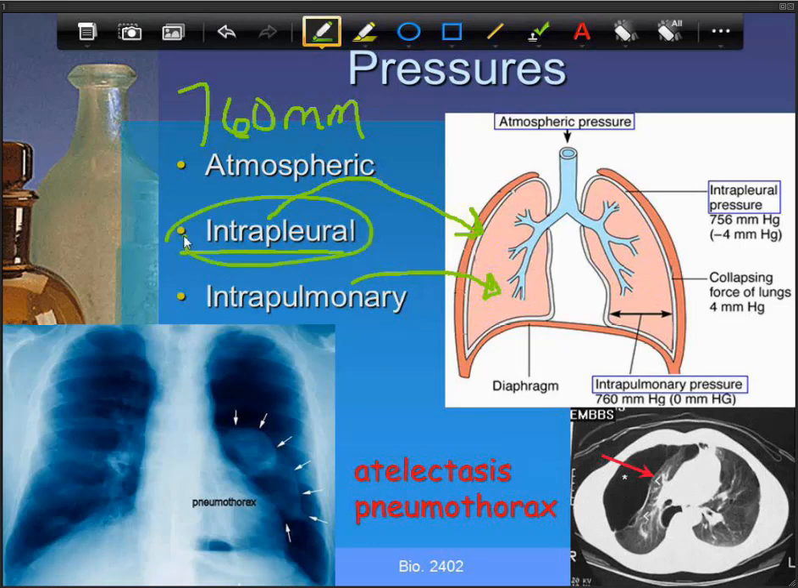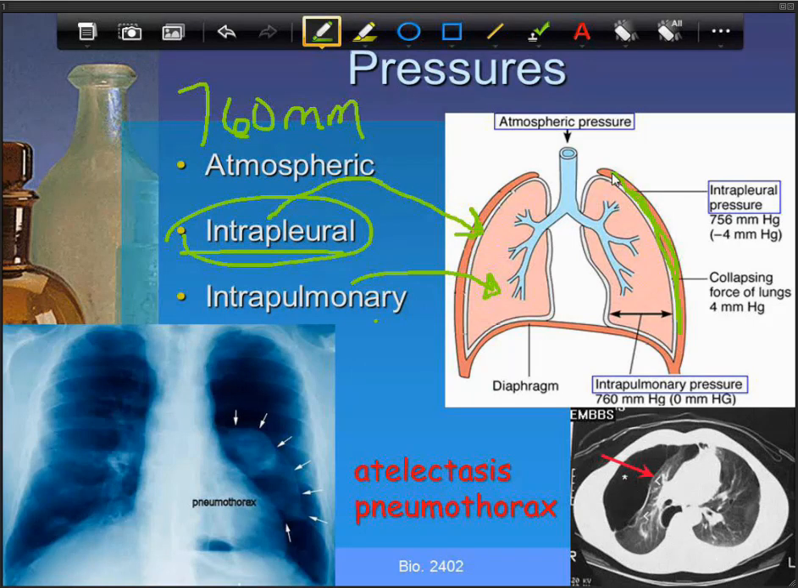Intrapleural is always less than the other two, as long as there's fluid in the space. The two most important are atmospheric and intrapulmonary pressures. Now, let's talk for one more minute about that space. I mentioned in the pleural space it's supposed to be liquid. It has a low pressure.